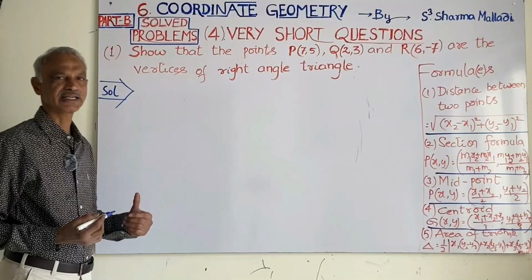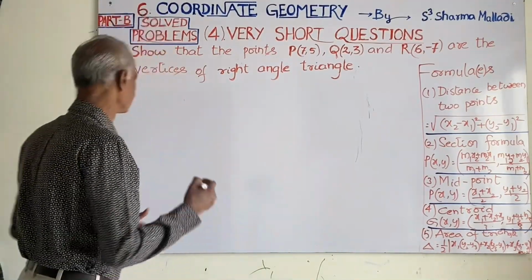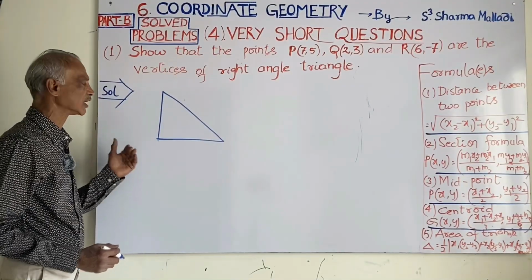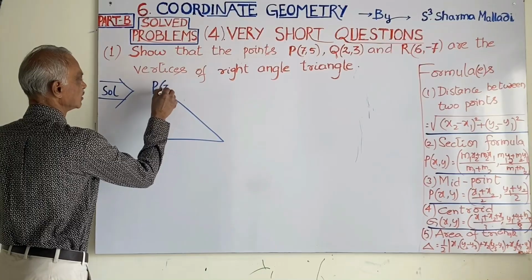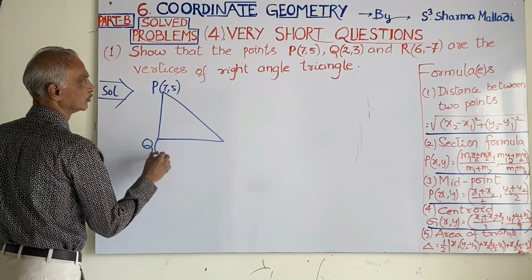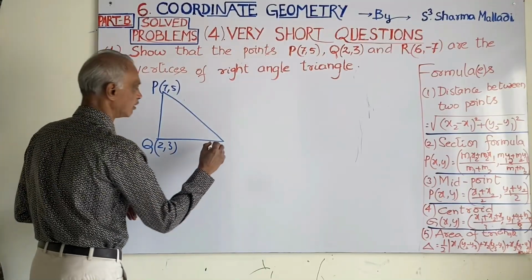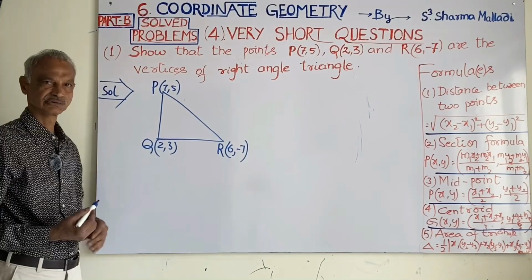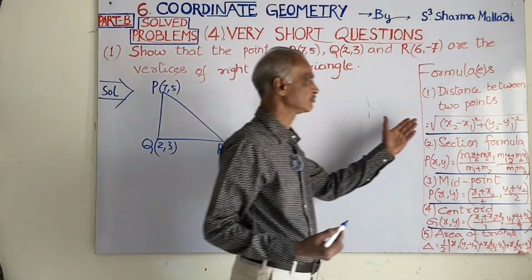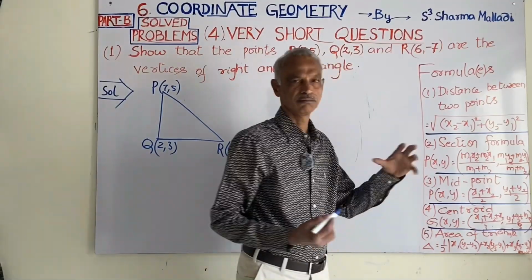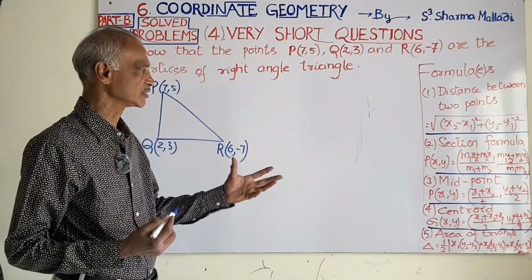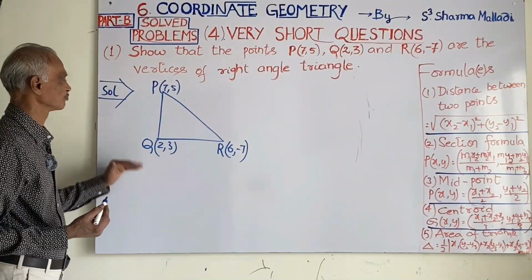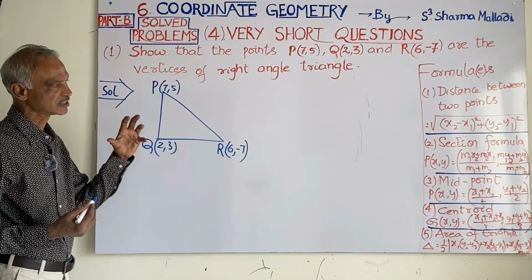First you have to draw a right angle triangle and also you should know Pythagoras theorem. This is a right angle triangle. P, Q, R are the vertices of the right angle triangle. This problem depends on distance between 2 points. I wrote all formulas. During the preparation of examinations, first you have to write the formulas and then solve the problems.